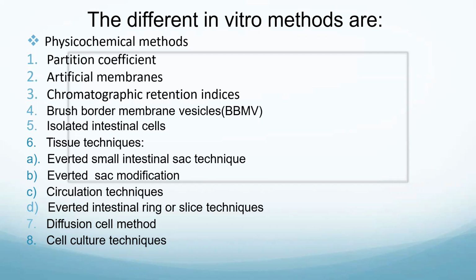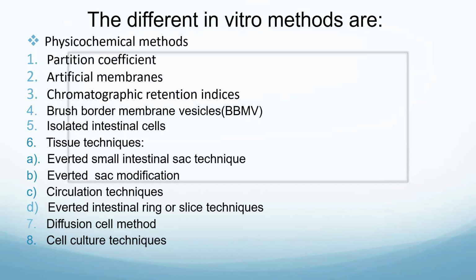In partition coefficient, partitioning of the drugs takes place. Second one is artificial membranes. In this, we can use different artificial membranes that may be made from organic or inorganic matter. Third one is we can use the chromatographic retention indices to find out the extent of absorption and also permeability by using these chromatographic retention indices. Next, fourth one, brush border membrane vesicles.